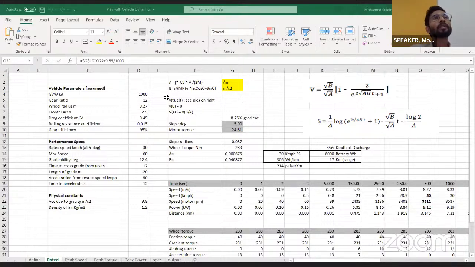I hope you guys opened up the Intro to Vehicle Dynamics sheet. In this, you can define what parameters the vehicle has to possess to arrive at the desired values. We can give inputs, the gross vehicle weight and gear ratio, and I will explain these.